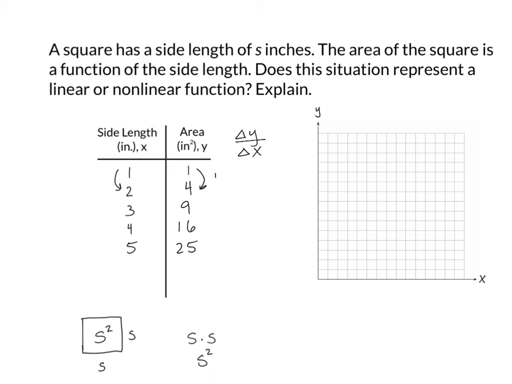So from 1 to 4 is an increase of 3. From 1 to 2 is an increase of 1. So 3 over 1. And then from 4 to 9 is 5, and from 2 to 3 is 1. So 3 over 1 does not equal 5 over 1. So right away, immediately, I can see that this is a nonlinear function. But now let's graph it, just to see what it looks like.